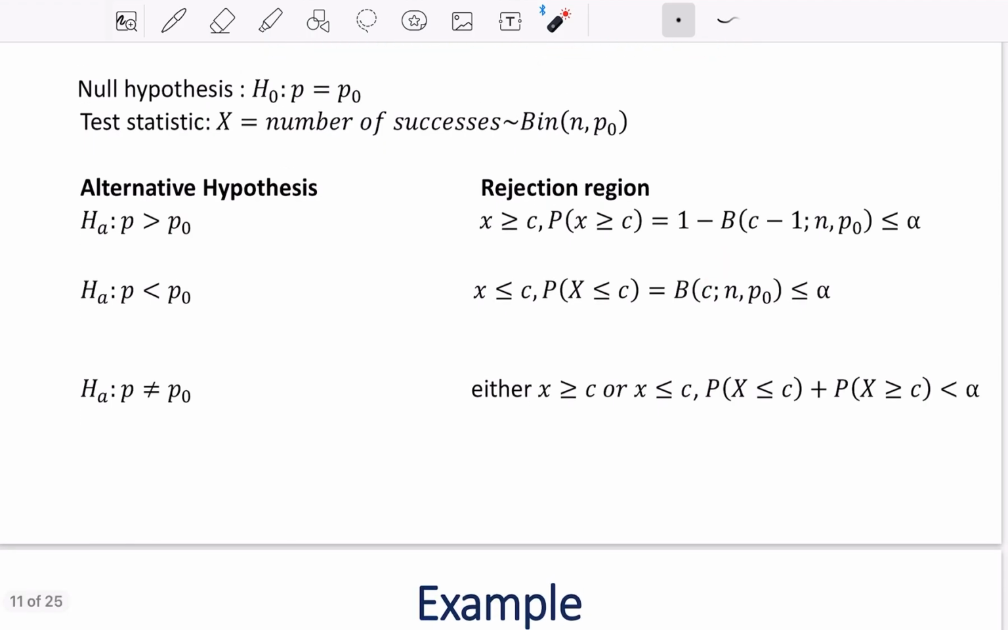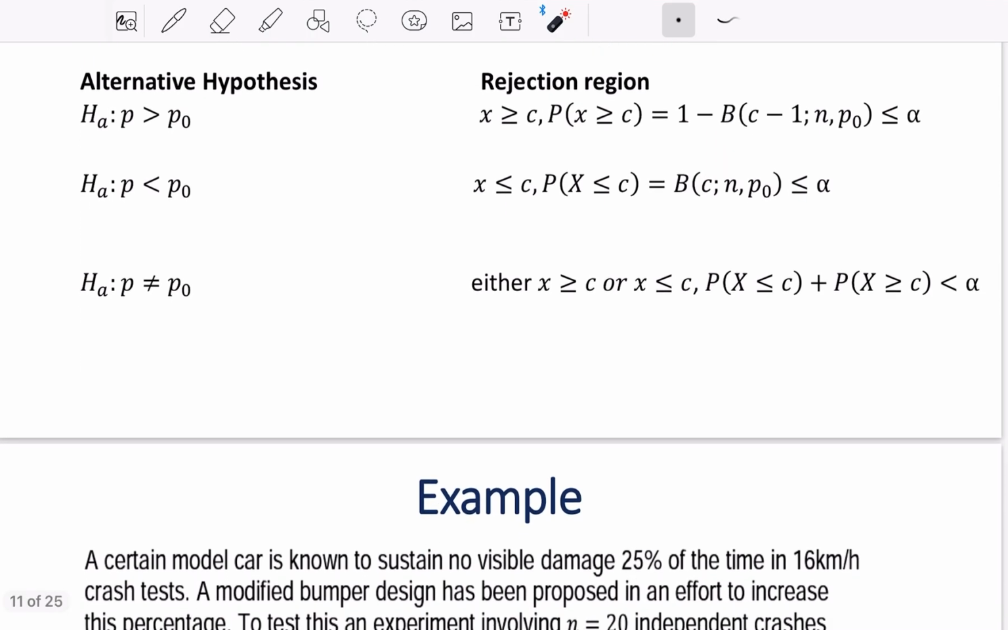It's very important. And then for when it's not equal to, you look for this value c such that the probability that x is less than or equal to c, plus the probability that x is greater than or equal to c, is less than alpha.